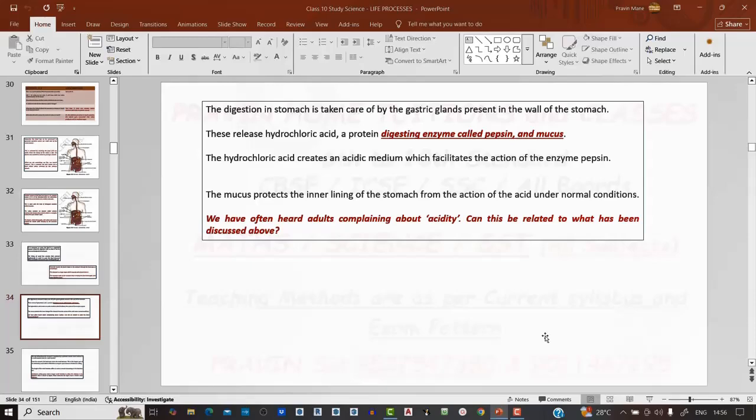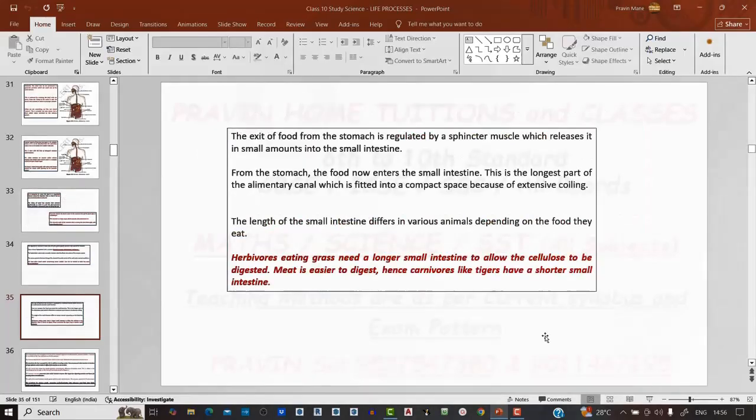These gastric glands release hydrochloric acid and protein-digesting enzymes like pepsin, and mucus. The hydrochloric acid creates an acidic medium which facilitates the action of the enzyme pepsin. Now, what is the work of mucus? Mucus protects the inner lining of the stomach from the action of acid.